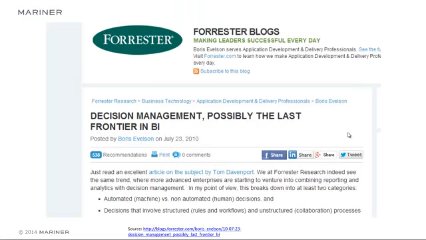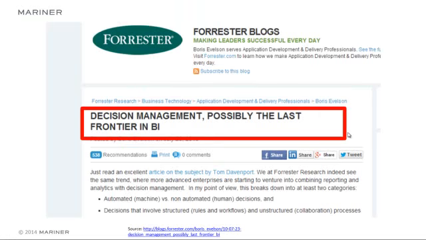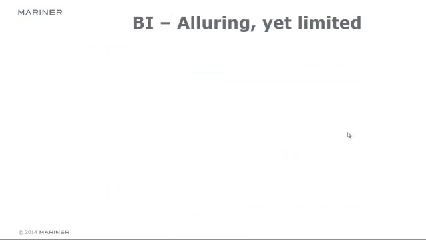Forrester had this to say about decision management. Decision management, possibly the last frontier in BI. So you can see it's kind of part of the same family of solution sets. It's just that most people haven't quite ventured into decision management like they have into BI.